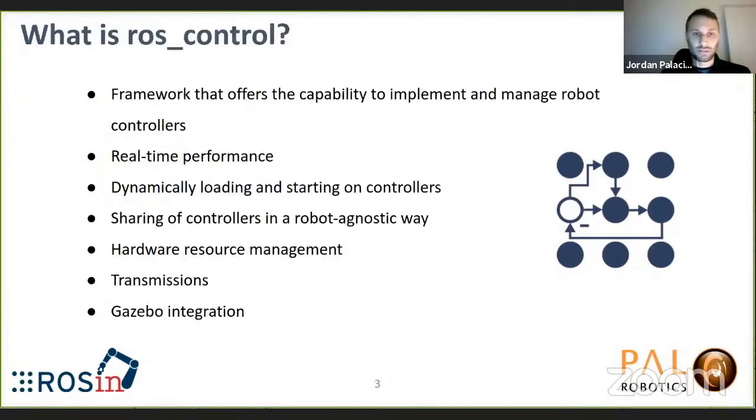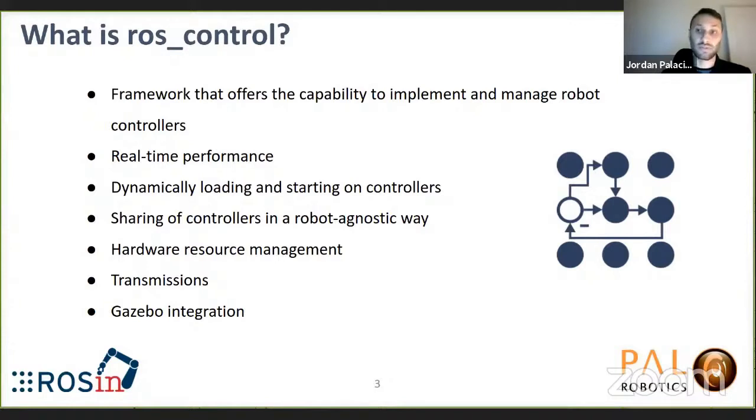So ROS control, it's a framework that offers the capability to implement and manage robot controllers. These controllers make use of the standard ROS APIs or ROS interfaces, so any ROS application can make use of them to operate a robot. Good examples are MoveIt for commanding, for example, a robotic arm, or the ROS navigation stack for commanding wheels.